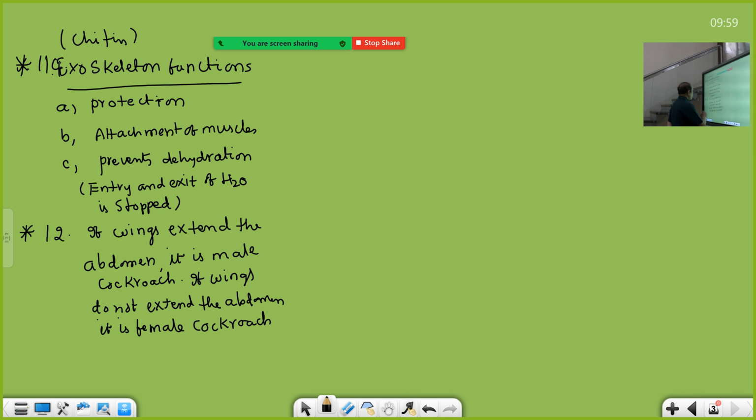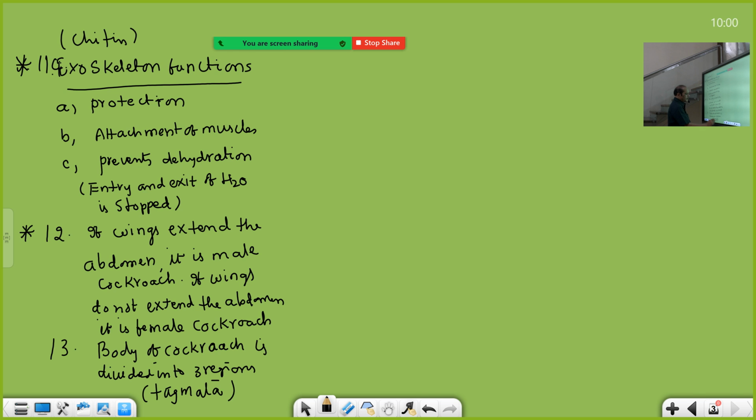Now the divisions of the body can also be given here. The body of cockroach is divided into three regions. What are they? If you want a technical term, you can note this down, though it is not in the NCERT: tagmata. Those three regions of the body are called tagmata, and that process is called tagmatization.